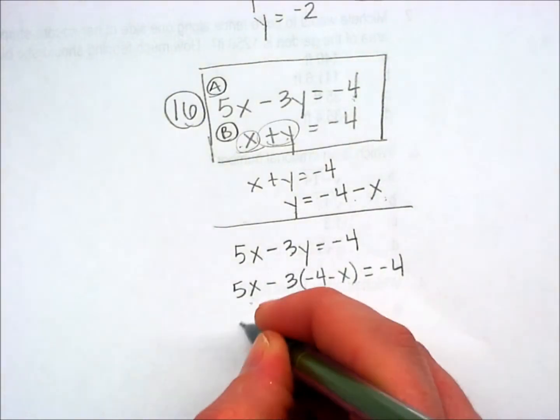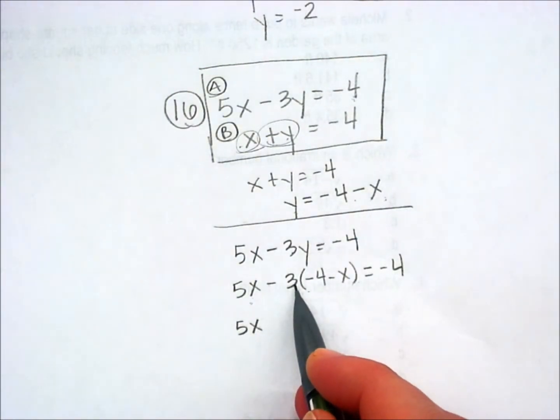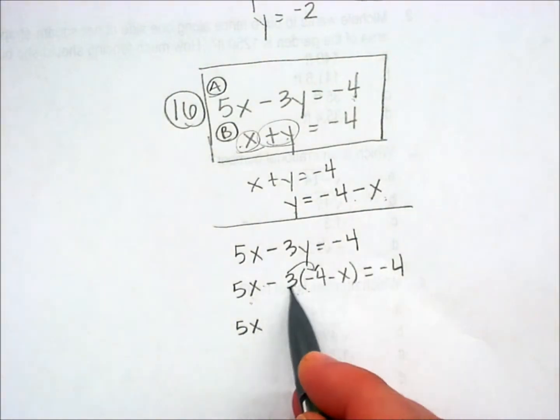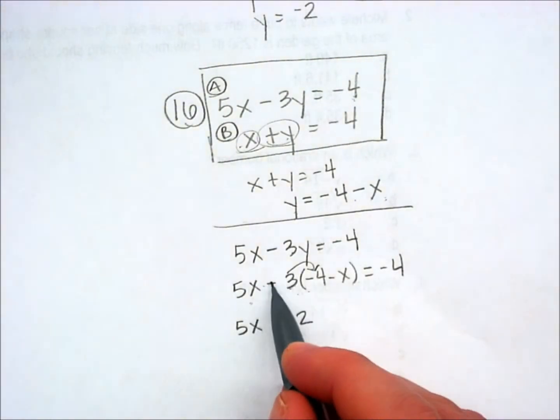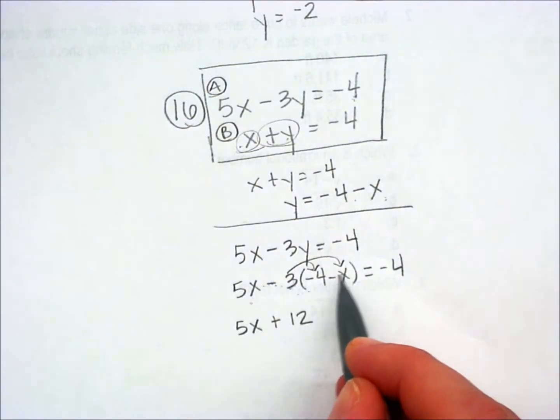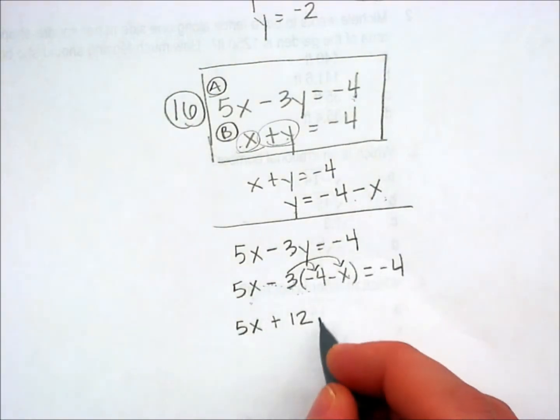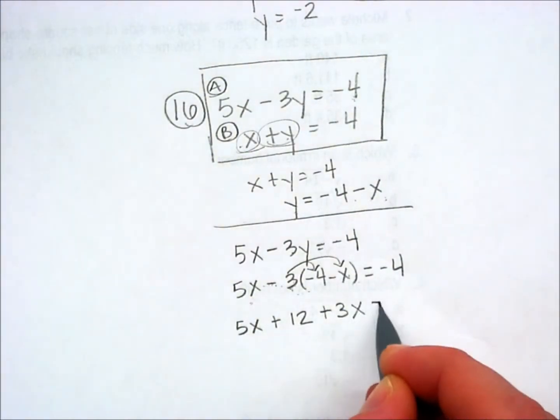So to begin with, that 5x is not affected. Think of this as negative 3. So negative 3 times negative 4 would be a positive 12, so I'm going to write plus 12. And remember, I'm thinking of that as negative 3, and that is negative x. Negative times negative is positive, so I'm going to put a plus sign. So that would be positive or plus 3x.